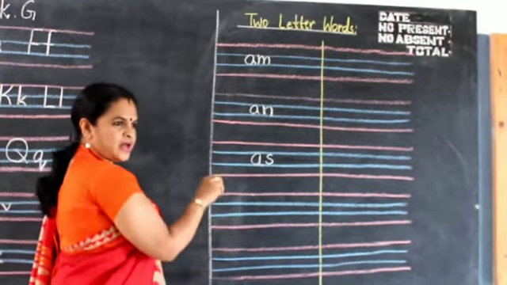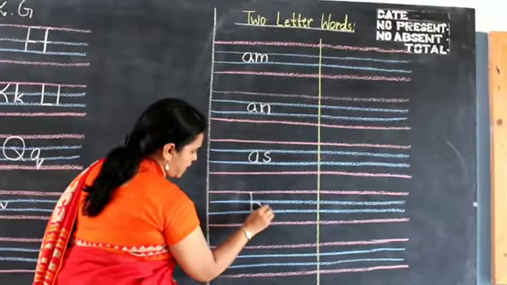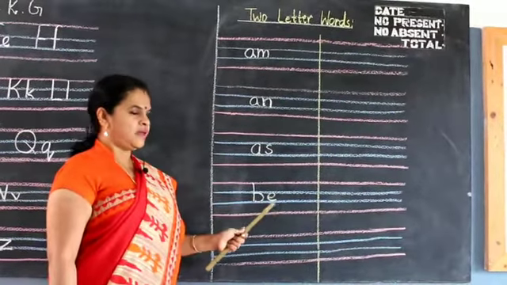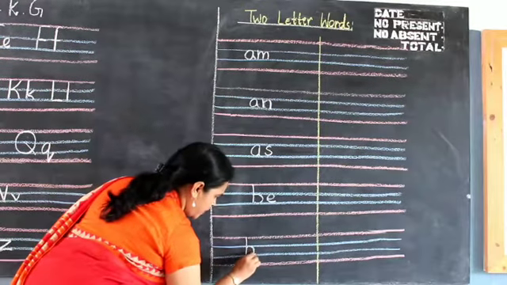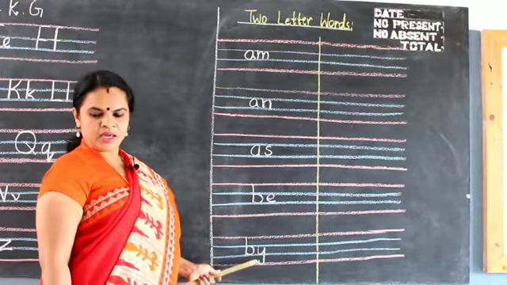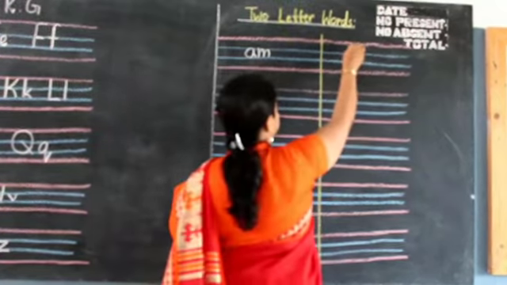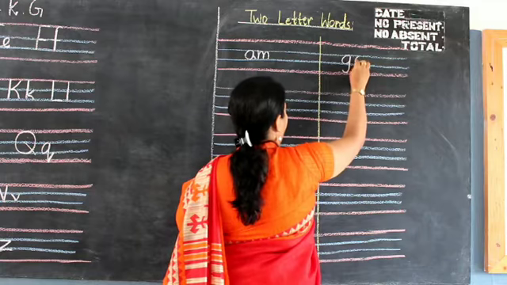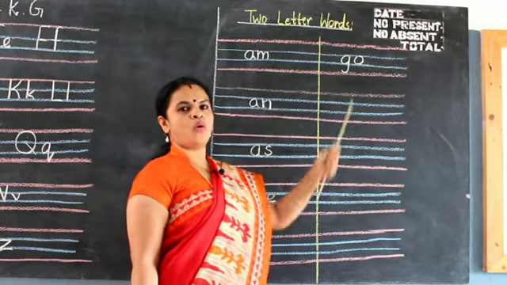Now we are going to write another word. B, E, be. B, Y, by. G, O, go.